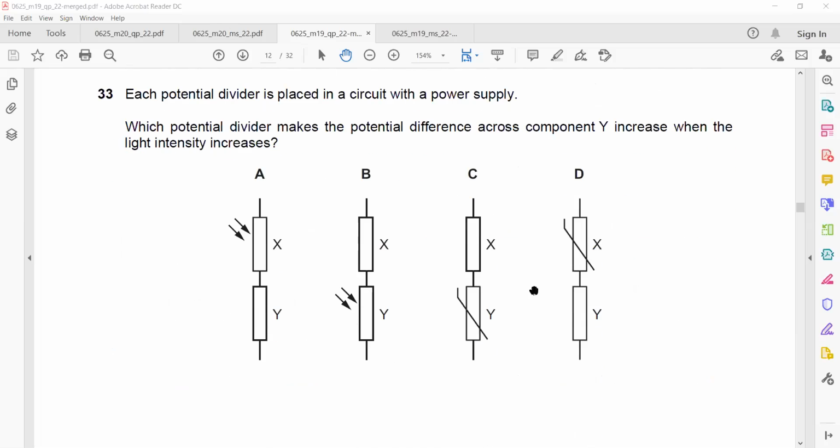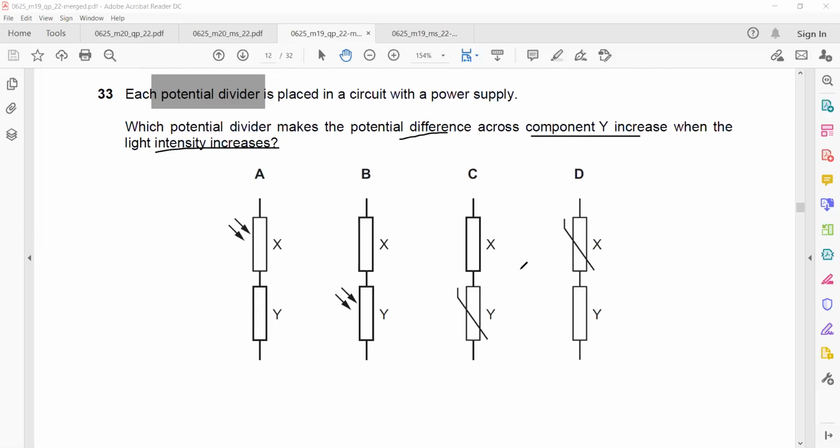Okay, each potential divider. Yesterday I told what is the meaning of potential divider. It means when two resistors are connected in series, they divide the voltage. We call them a potential divider circuit. Each potential divider is placed in a circuit with a power supply. There's a power supply or voltage supply there. Which potential divider makes the potential difference across the component Y increase when the light intensity increases?